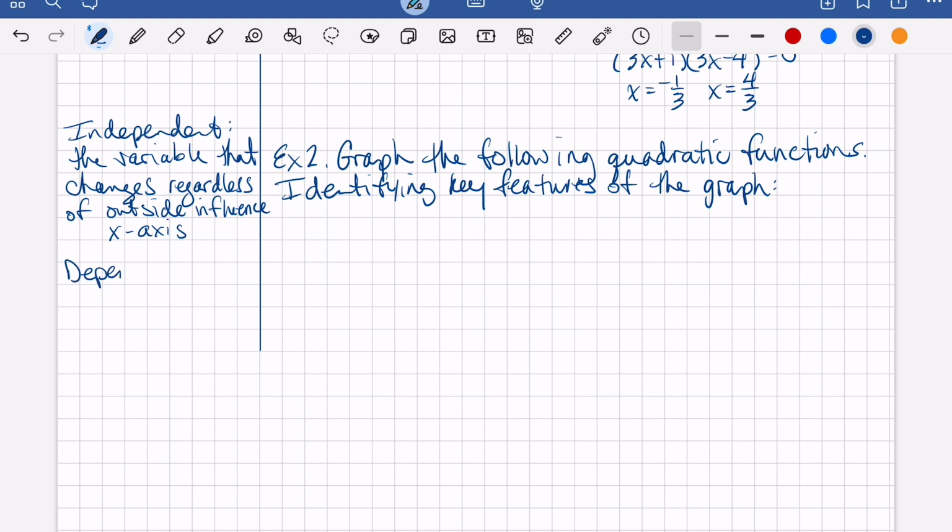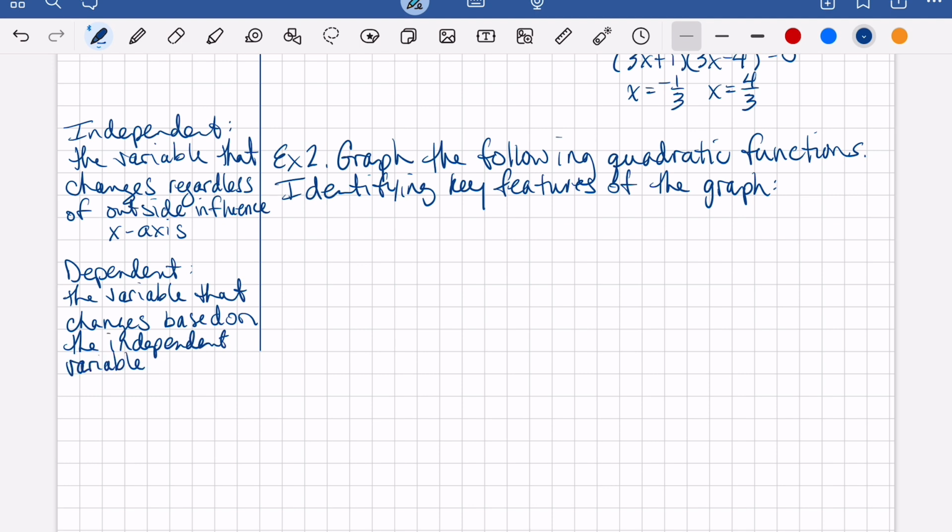Now your dependent variable is the variable that changes based on the independent variable. And this one we always put on the y-axis.